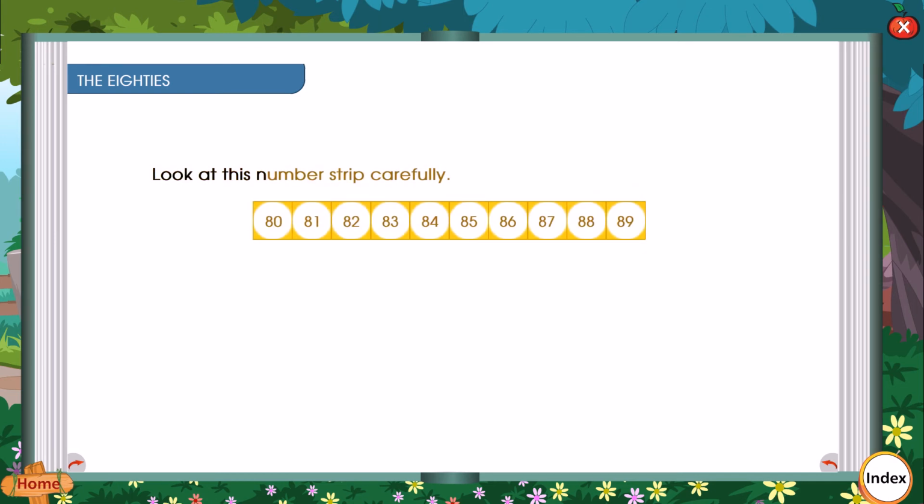The 80s. Look at this number strip carefully. 80, 81, 82, 83, 84, 85, 86, 87, 88, 89.